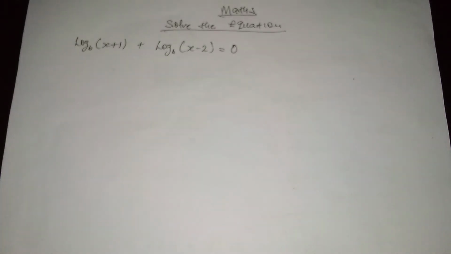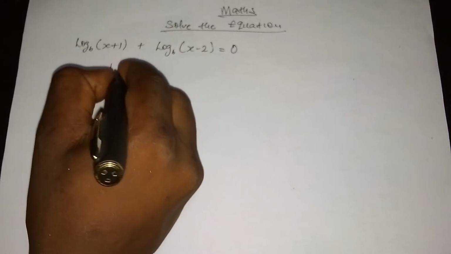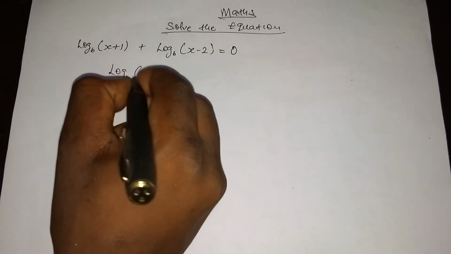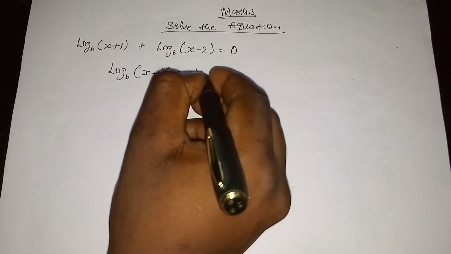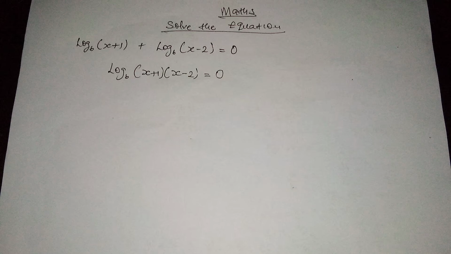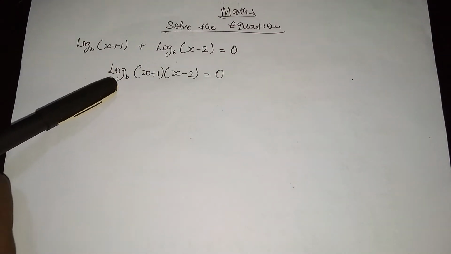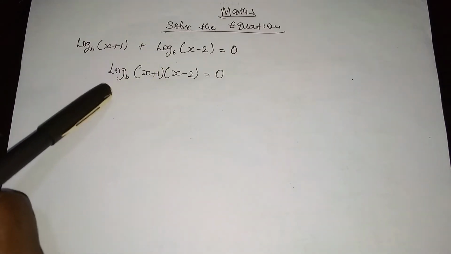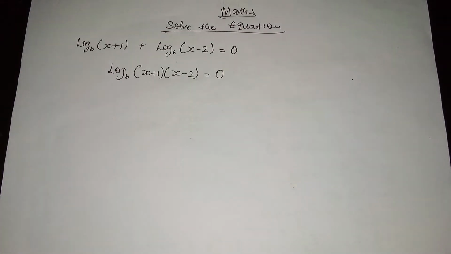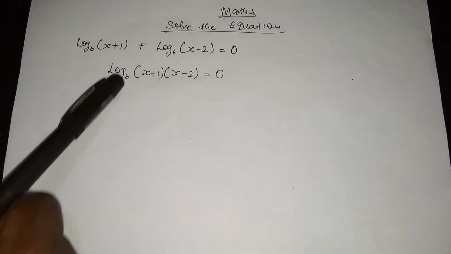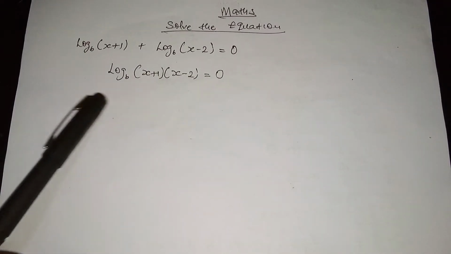So when we multiply, because the bases are the same, we are going to have log to base b (x + 1)(x - 2) is equal to 0. Both of them have taken one log because they are the same, so that we can multiply. Now we have to eliminate this log. What do we do to get rid of this log?